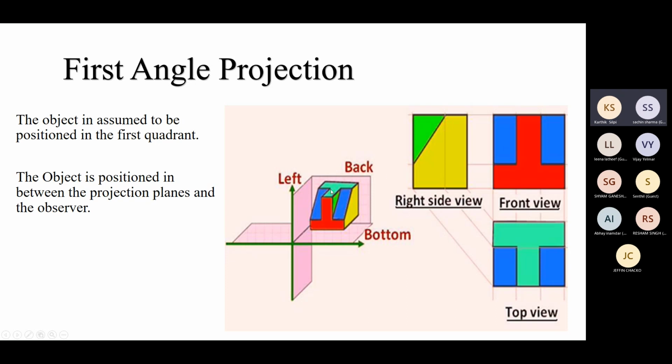We use this first angle projection, wherein the top projection will be at the bottom, and the left side projection will be on the right side, and the right side projection will be on the left side, which means, if you have drawn a front view like this, it's a side view, right? If you are seeing from the right side, it will be on the left side. If you are seeing from the left side, it will be placed on the right side like this. And always remember, the top angle, how this thing looks from the top, will be represented at the bottom. That is what a first angle projection is.